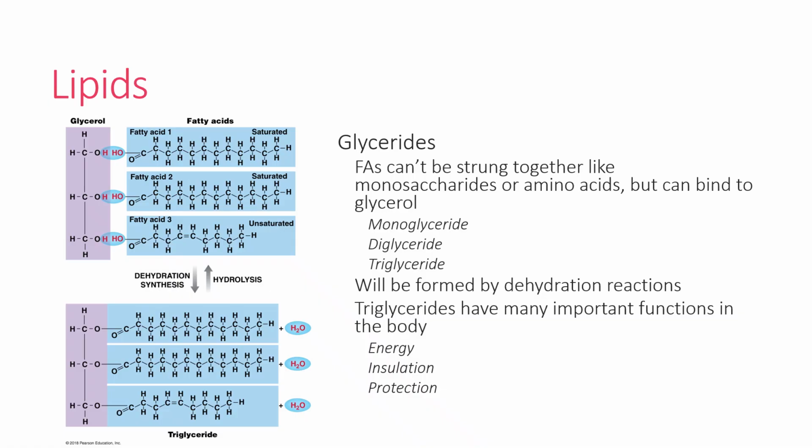Our glycerides. So our fatty acids can't really be strung together like our monosaccharides or our amino acids, which we'll see here in a little bit. But they can bind to glycerol, and so glycerol is going to be the backbone of our glycerides, which makes sense here. So we can have a monoglyceride, diglyceride, or triglyceride. We're probably most familiar with the triglycerides. But all this means is we have our glycerol backbone, and if there's only one fatty acid attached, then it's a monoglyceride. If there's two, diglyceride. If there's three, then we have our triglycerides.